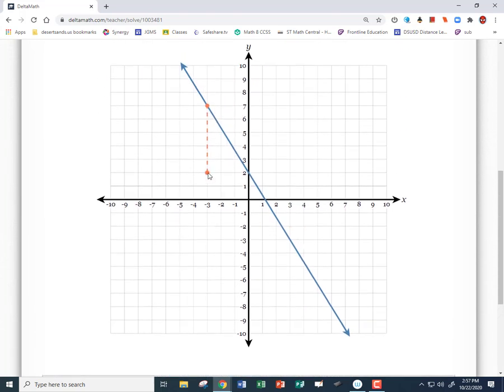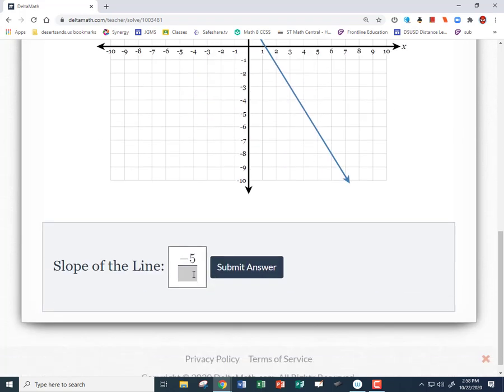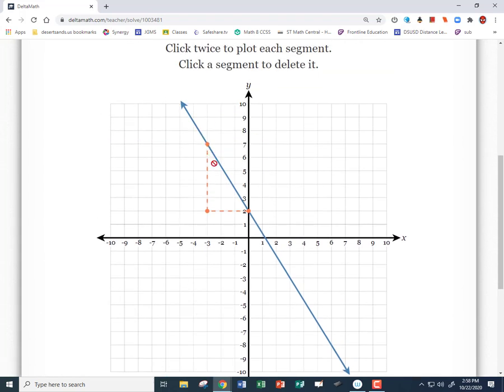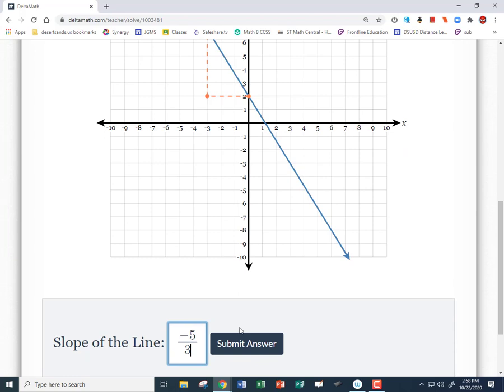I'm going to click on the dot that I had right there. And now I'm going to move to the right. 1, 2, 3. Click. And so then I move to the right 3 units, and so I put a 3 on the bottom. I'm just going to double check to make sure that we went down 5, right 3. So down 1, 2, 3, 4, 5, right 1, 2, 3. Yep, we're good to go.